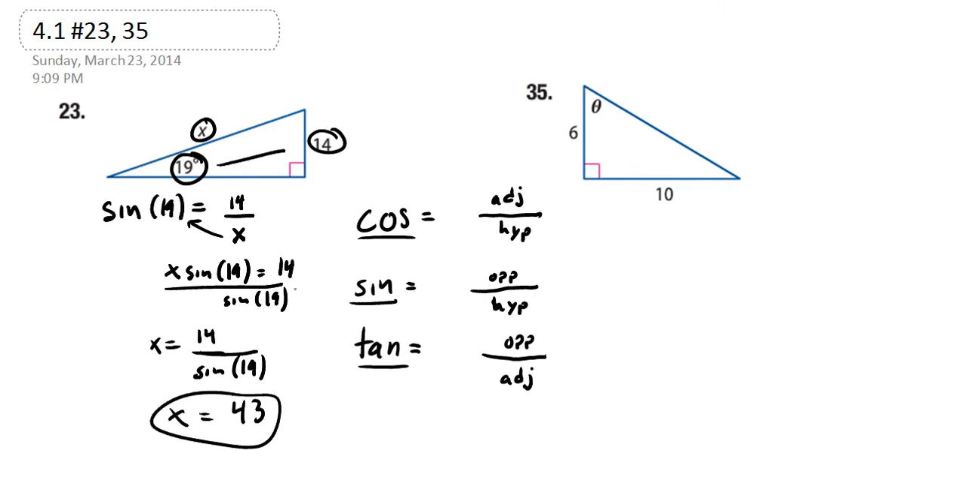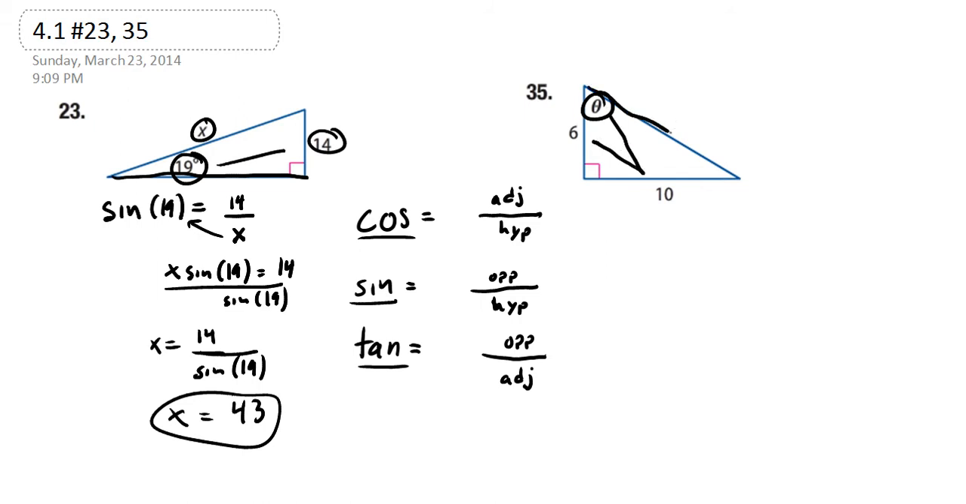And this could be any unit, meters, centimeters, they don't give us a unit, so we're just going to call it 43. But that is what your hypotenuse equals, and then you could find this side by using cosine or tangent. So number 35, you're given some angle theta, and you're given the opposite and the adjacent sides.